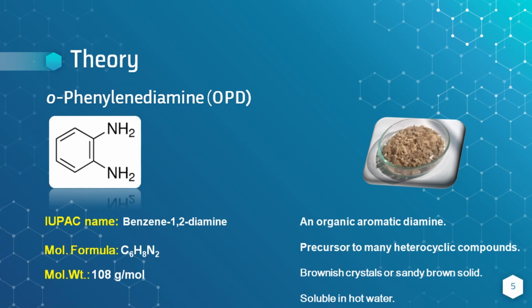As shown in the diagram, it is brownish in color. It is available as crystals or also as powder. So it is brownish crystals or sandy brown solid. It is an organic aromatic diamine and it is a precursor to many heterocyclic compounds, and it is soluble in hot water.